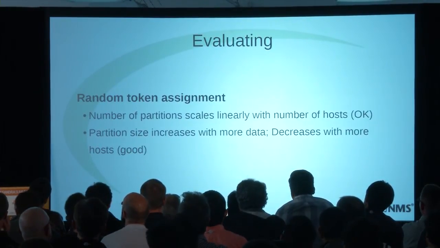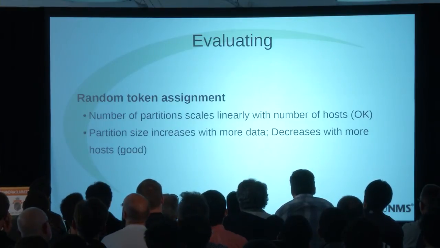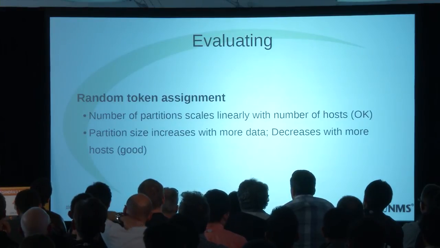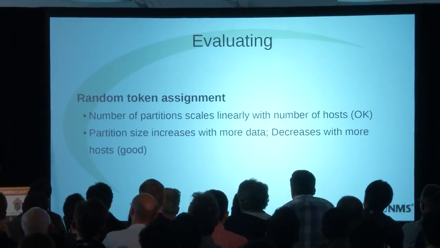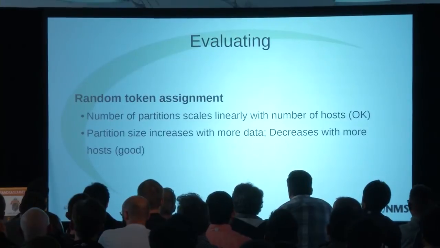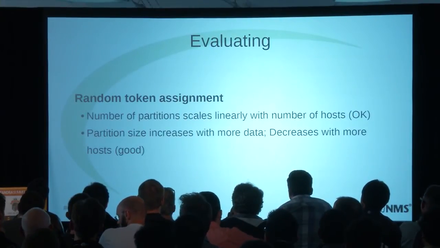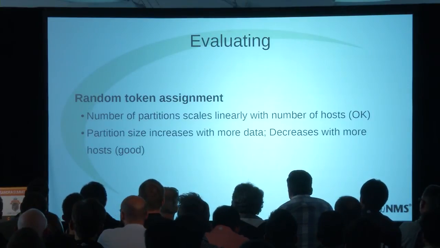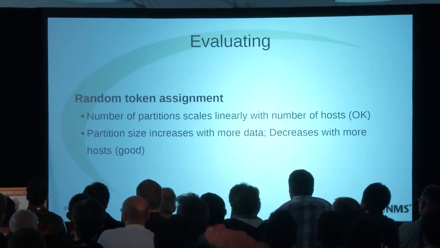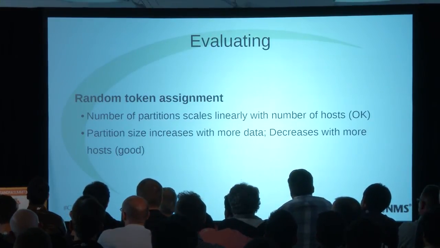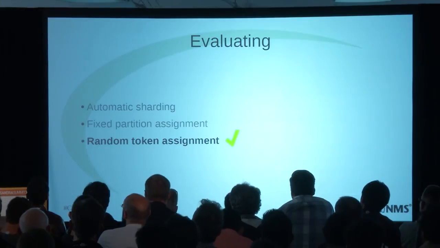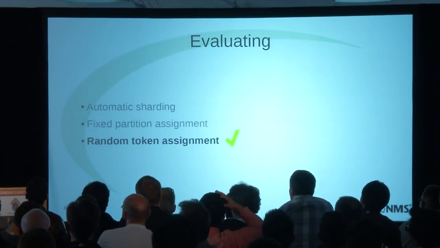And finally, we have random token assignment. So random token assignment, again, is where we assign T random tokens for every joining node. The constant here being the number of tokens per node. And so the total number of partitions for the cluster scales linearly with hosts, which is okay. It's certainly better than scaling with the amount of data. And the partition's size scales based on the amount of data and the number of nodes. So you add more data, the partitions tend to get bigger, but adding more nodes serves to make them smaller. And so this is really overall the best fit for Cassandra. And this is in fact the strategy we chose.